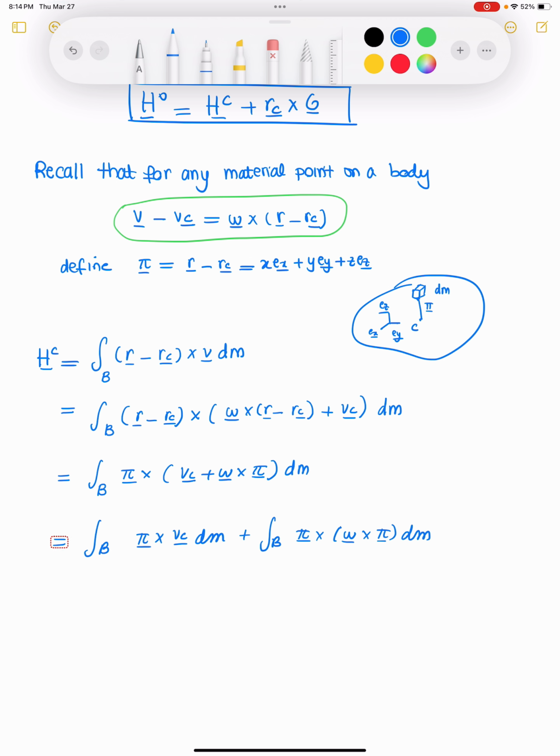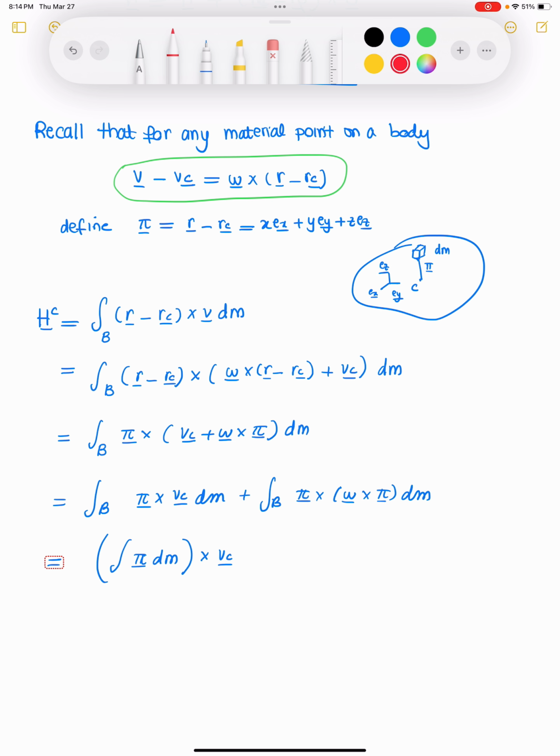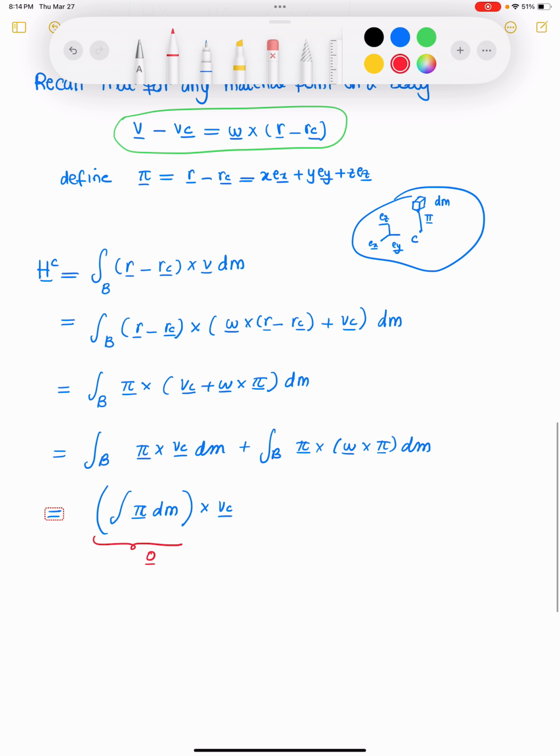Then in this first integral, I can take vc outside and I can calculate the integral of pi dm crossed with vc, and that's simply equal to 0. Why? Because pi is, remember, r minus rc dm, which is the integral of r dm minus the integral of rc dm. That's by definition the total mass times rc, and for this I can take rc outside. The integral of dm, that's the total mass times rc.